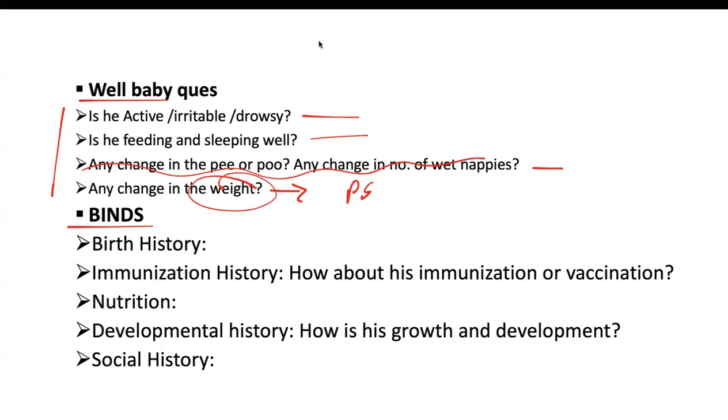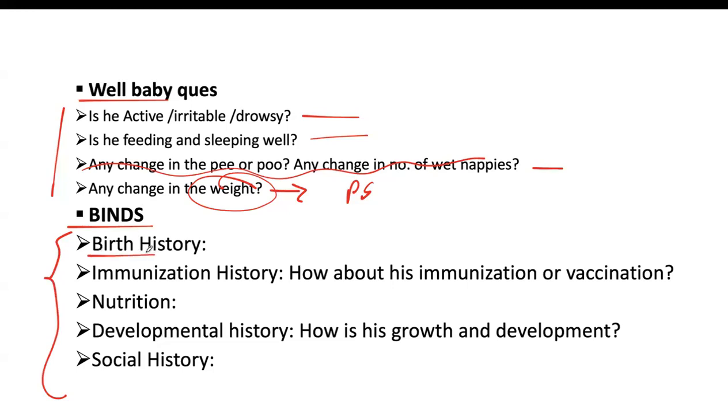So you are asking the well baby question: is he active, irritable, drowsy? Is he feeding and sleeping well? Have you noticed any change in his weight? Once the well baby question is done, then we go for the BINDS. So what is BINDS? BINDS is a mnemonic which includes birth history, immunization history, nutrition, developmental history, and social history.